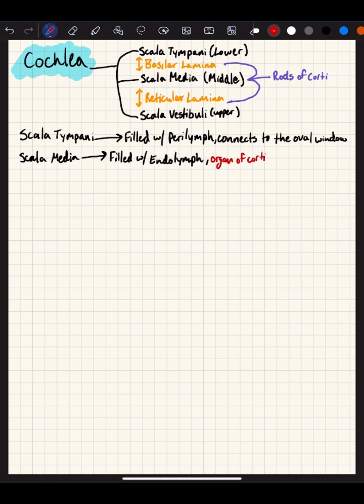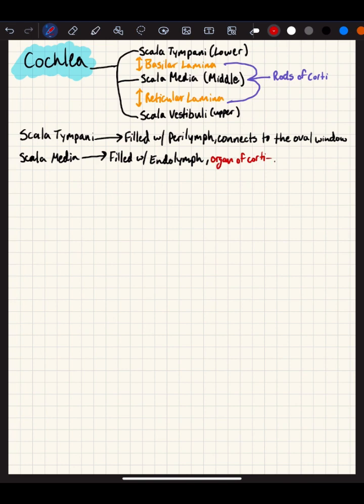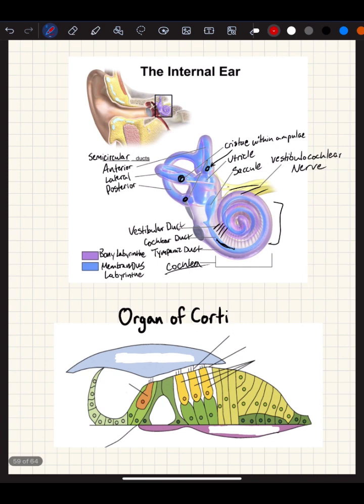The organ of Corti is the main structure for... I'm going to write a little dash to that just so you know it's specifically talking about the organ of Corti. It's the main structure for the sense of hearing. Now we're going to go over to the organ of Corti diagram here, and we're going to fill this out.